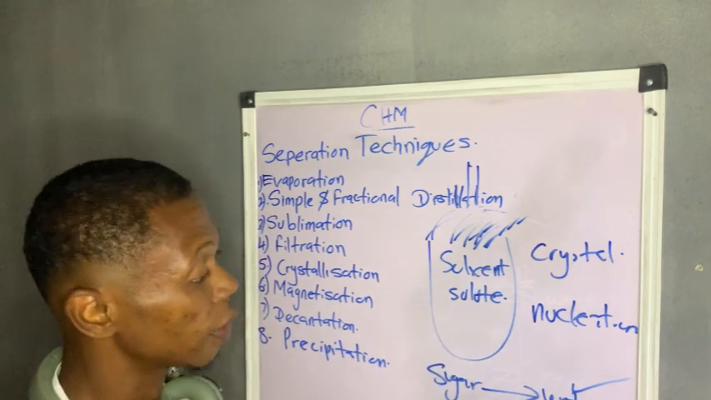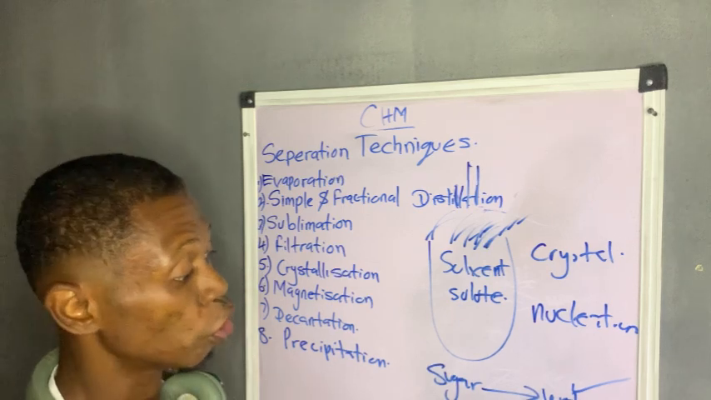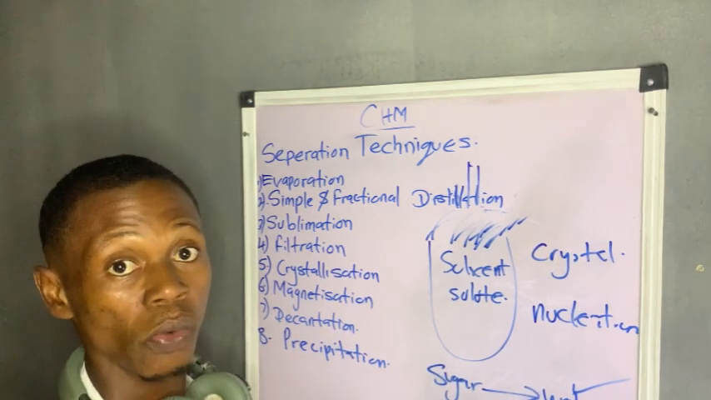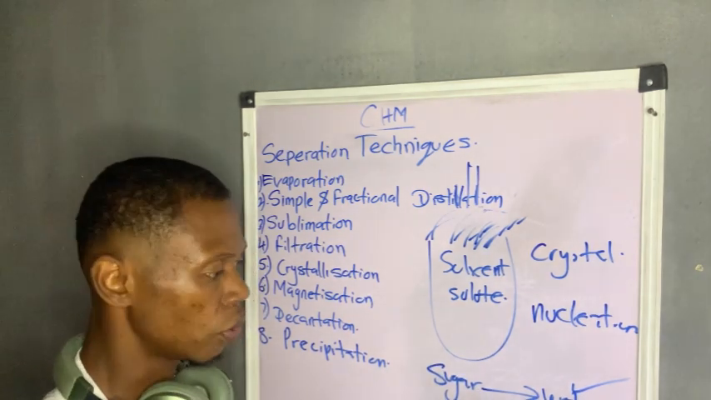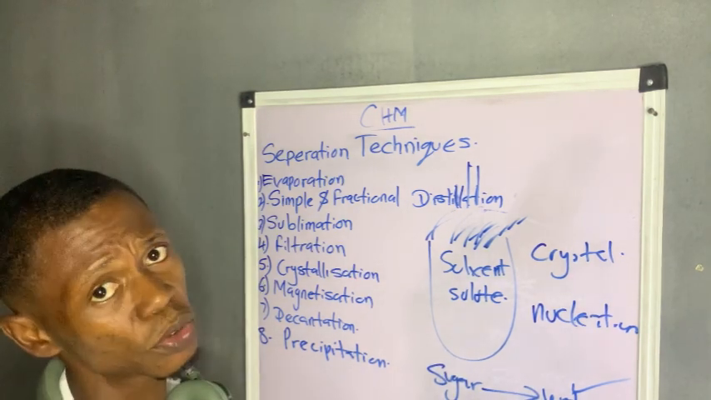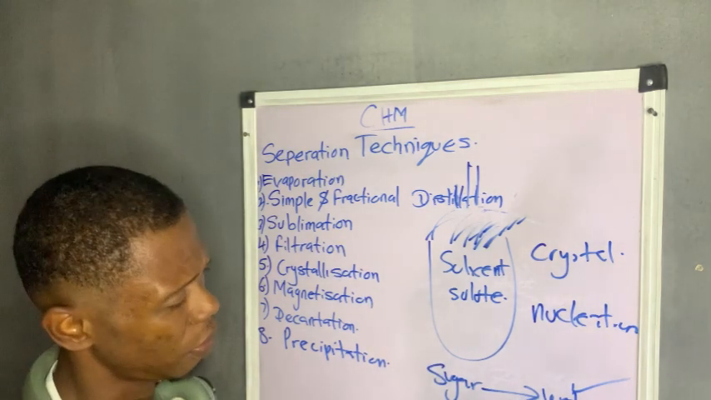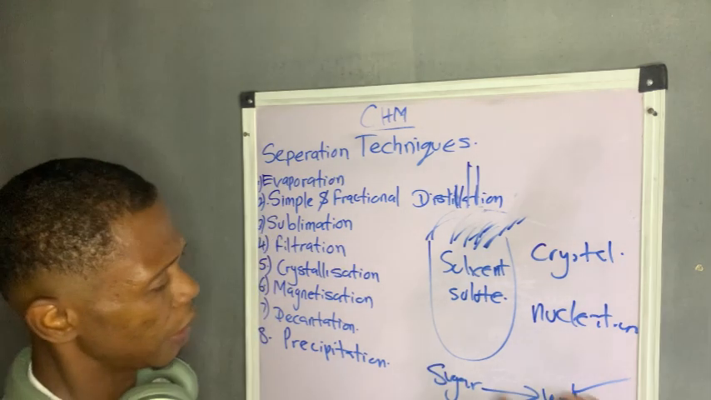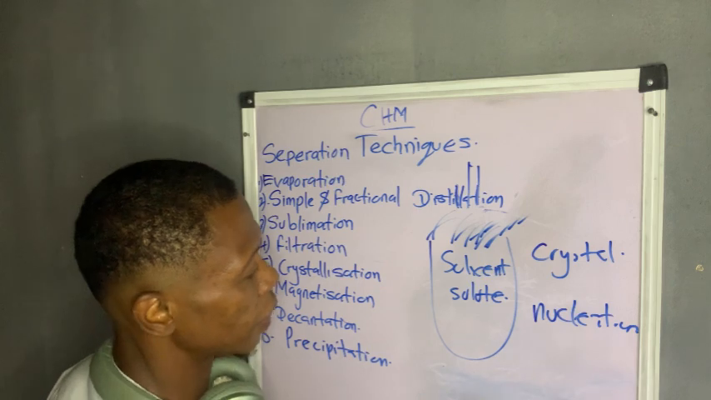So if you have sugar dissolved in water and you want to take it out, what you do is introduce a liquid where sugar cannot dissolve, for example kerosene. But kerosene will not work because kerosene and water do not mix. Let me give another example.